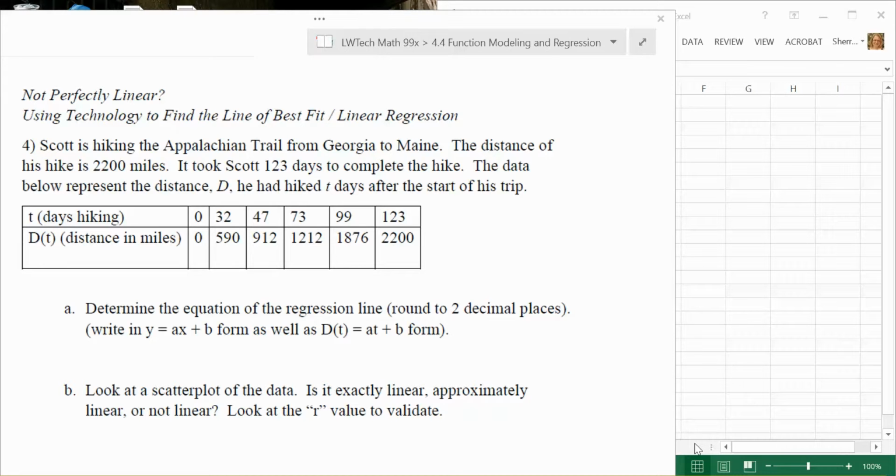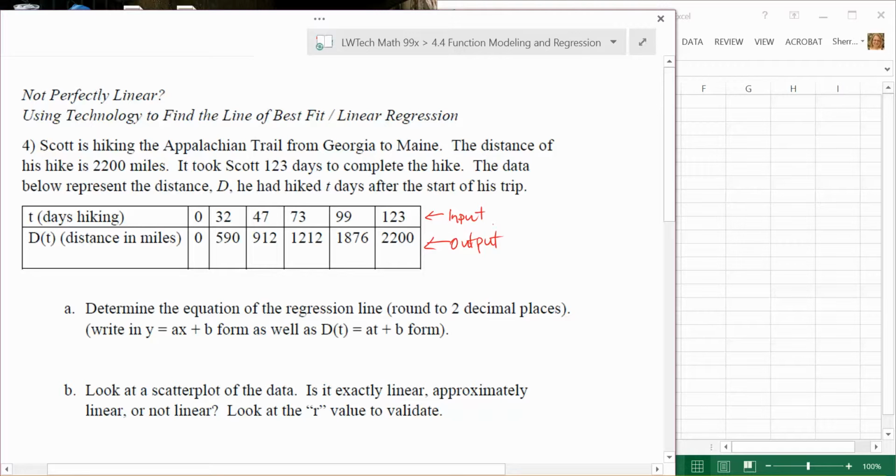If we look at the following table, notice that here we have a series of different input values, how many days he was hiking, and then we have an output value, which is how far he had traveled at the end of that day. In this particular case, if you look at it carefully, you'll notice that he didn't always hike exactly the same amount every day. And so when we go to make a linear model, this is not perfectly linear.